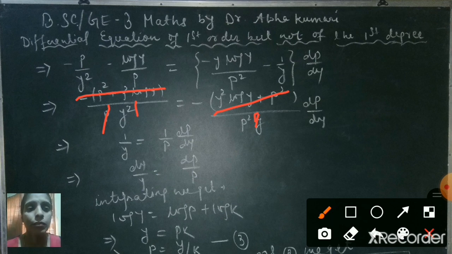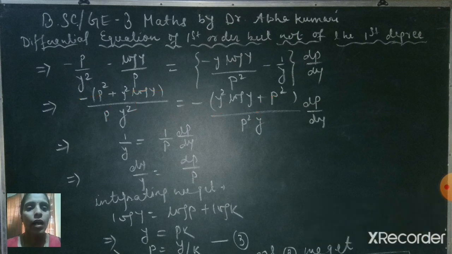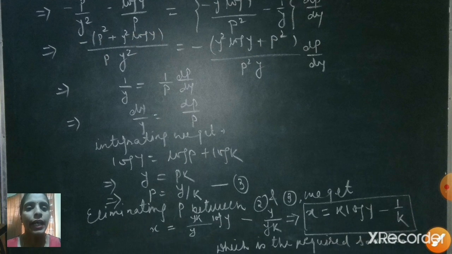So integrating both sides, we have log y equals log p plus k, and this implies y equals pk, and this implies p equals y by k. Since the elimination of p is possible here, that's why we are writing p equals y by k. Put it as equation number 3. Now eliminating p between 2 and 3.